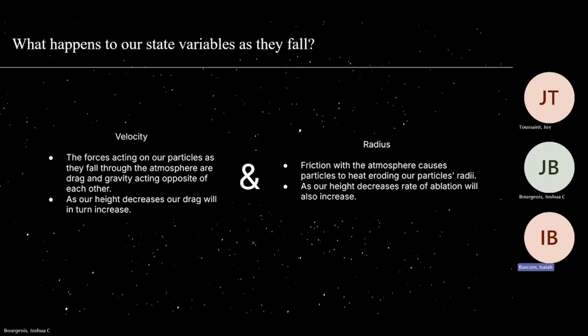So now that we have our particles on entry, as they pass through the atmosphere, we're going to find that our velocity and our radius will decrease. Our velocity will decrease because drag will be fighting the force of gravity until they eventually settle whenever they become buoyant. And then our radius will be decreasing due to ablation.